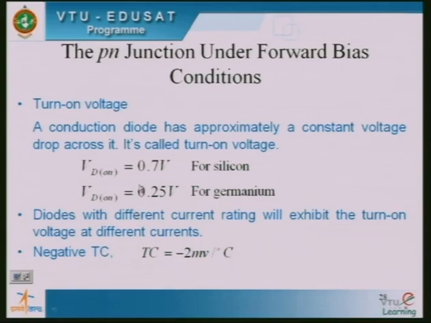When the PN junction is in the forward bias condition, a conducting diode has approximately a constant voltage drop across it, and it is called the turn on voltage. This VD on, the turn on voltage, will be equal to 0.7 volts for silicon, whereas it is equal to 0.25 volts for germanium. Diodes with different current ratings will exhibit the turn on voltages at different currents.